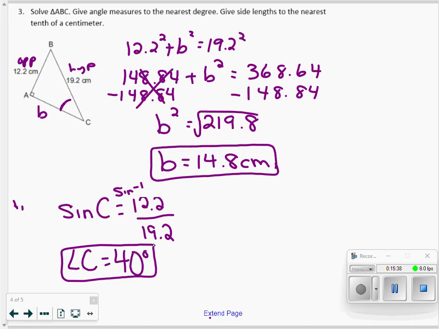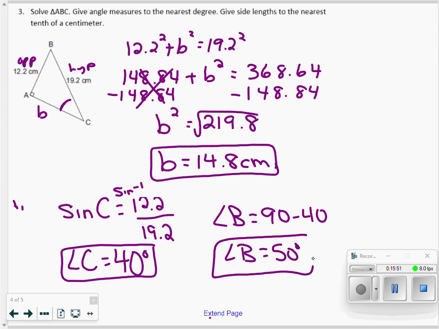How do you find angle B? Subtract. Okay. You can, in right triangles, just do 90 minus whatever the other one is. In all triangles, it'll be 180 minus the other two. But yes, definitely can shortcut it.